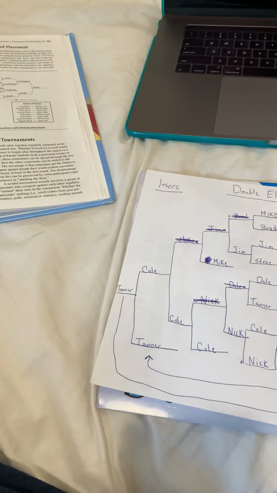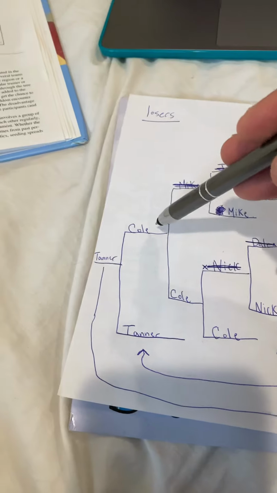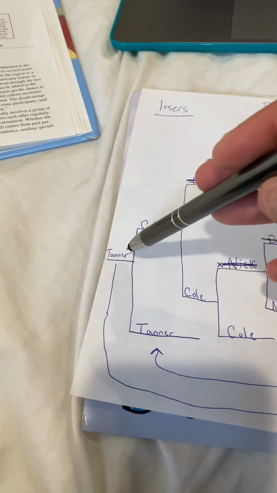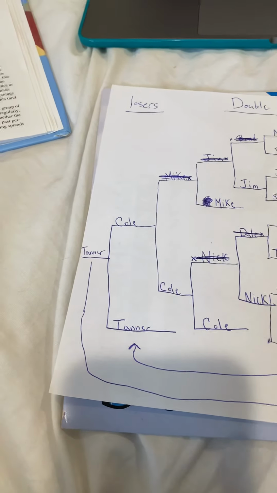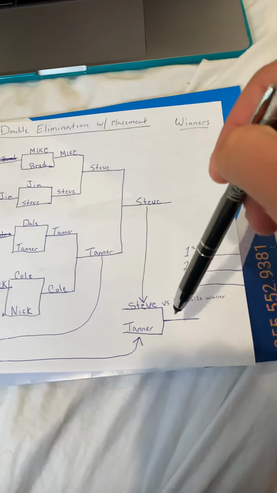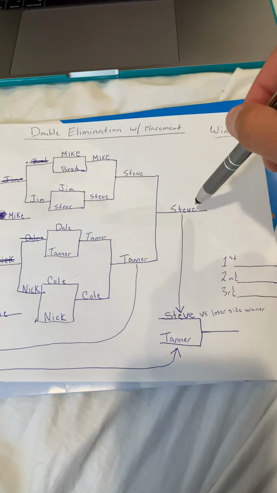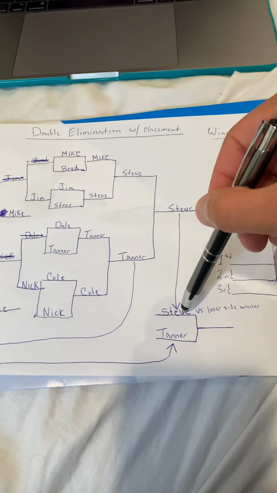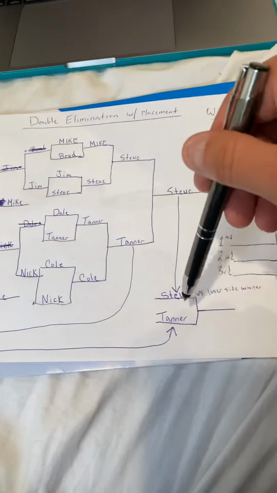And so now we have the match to win the loser side, which is Cole versus Tanner. Tanner won. So Tanner is the winner of the loser side, basically. And Tanner now moves all the way over here to this little bracket. I forgot to say that. So when Steve won on the winner's side, he moved to this bracket and was automatically going to play the winner of the loser bracket, which was Tanner, like I just said.